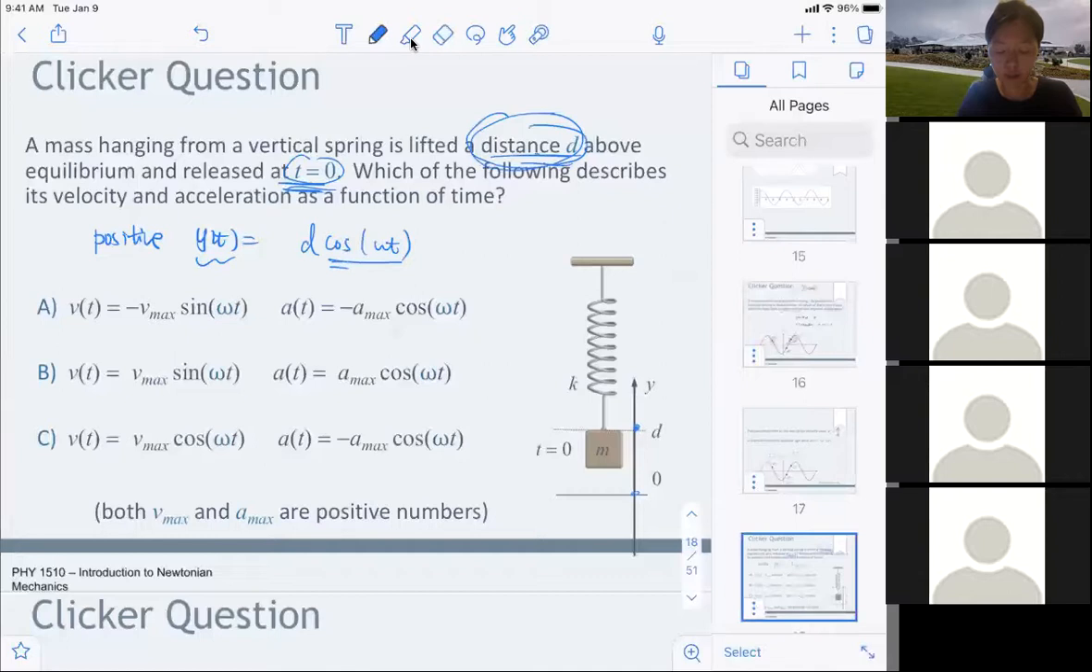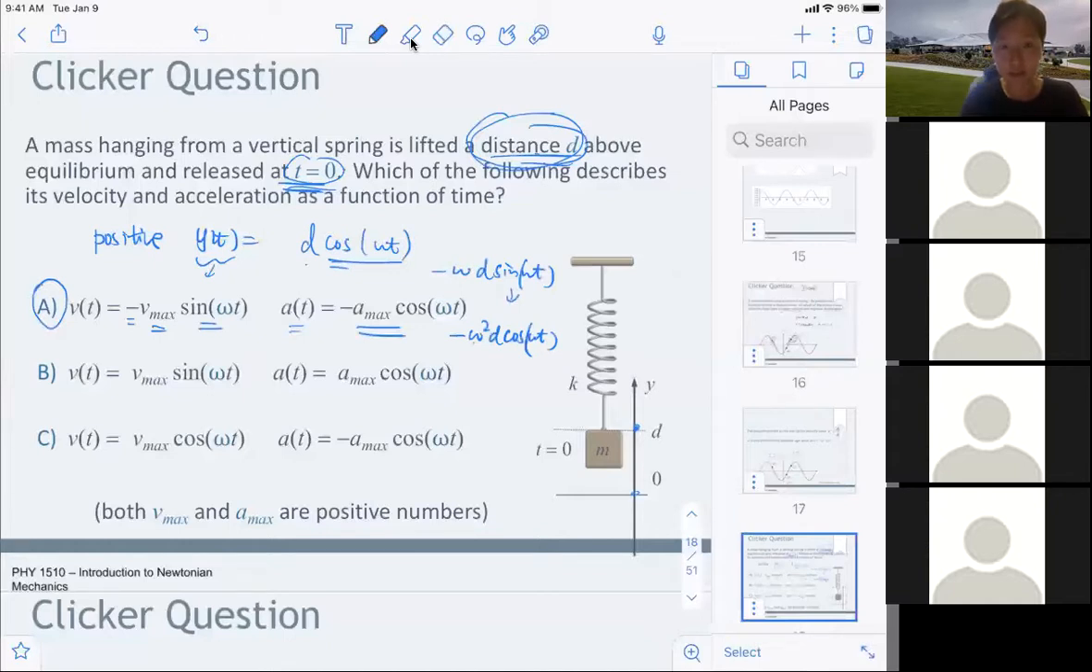So at t equals 0, it is at d. That's what's given to us. Now I'm going to take the derivative to give us the velocity and acceleration. You take the derivative with respect to time and you get negative omega d sine omega t, right? You need a negative sign, and you have a maximum velocity and the sine function. So only this one matches up. And for the acceleration, you take the derivative one more time. You again have negative omega squared d cosine omega t. So it matches up with this one. So A is the correct choice.